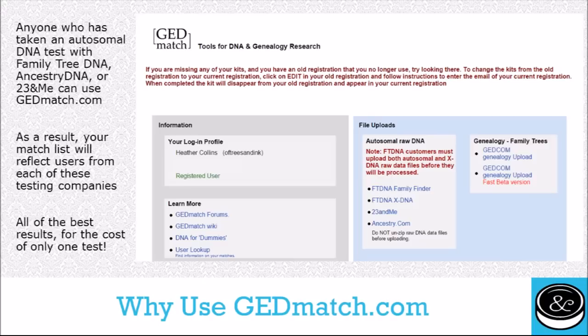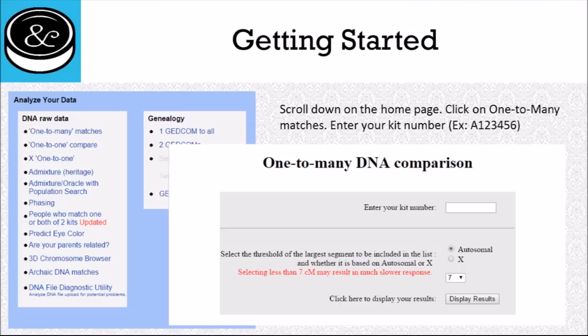Once you register and upload your results, you usually have to wait about 24 hours for them to process your match results. What that means is they've compared your DNA results to every single person that's in their database, and then they're going to be able to give you your own match list specific to GEDmatch.com. To access that list, scroll down on that homepage and look at the blue Analyze Your Data box. Then in the DNA Raw Data box right here, click on One-to-Many Matches. That's the first tool we're going to look at.